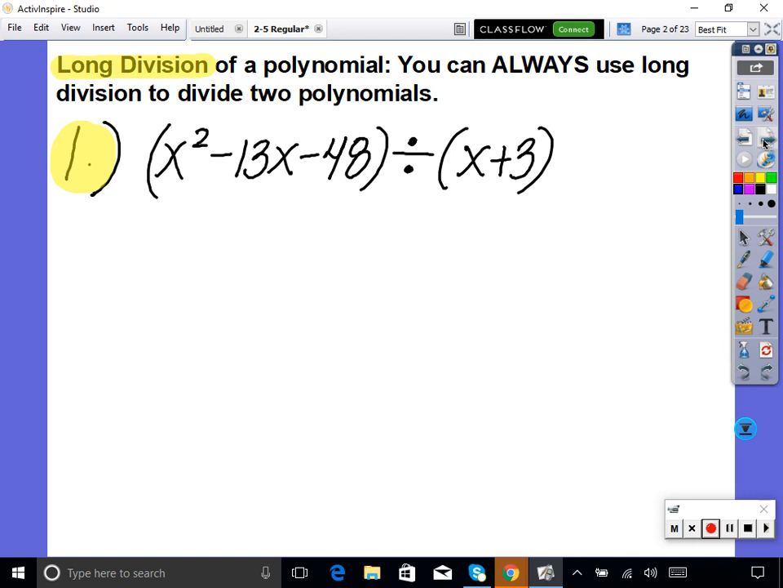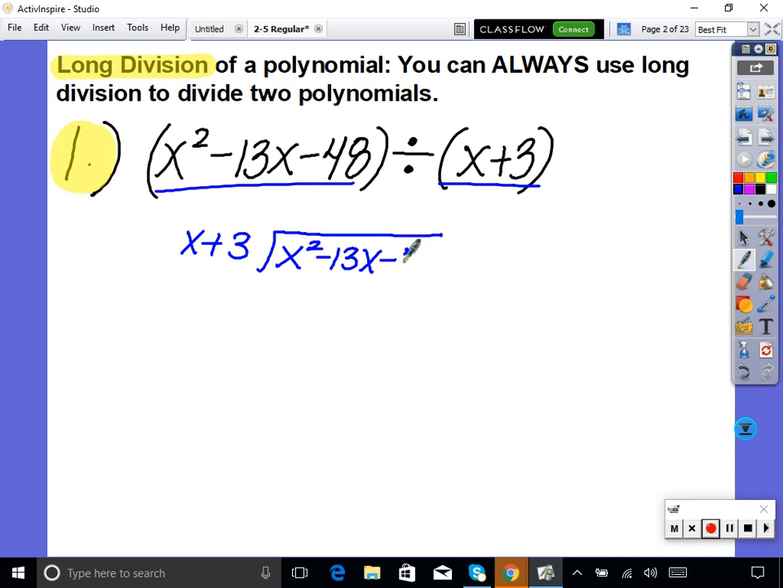Okay, here we go. I'm going to show you how to do it. You just got to follow me through the steps, kind of memorize the steps. What we're doing is we're taking this polynomial divided by this polynomial. What we're dividing by goes on the outside of the house. So you're going to set up x plus 3, and you're going to draw in a little house here. The polynomial being divided goes under the house. So under here is x squared minus 13x minus 48. I'm going to let you all get caught up there.